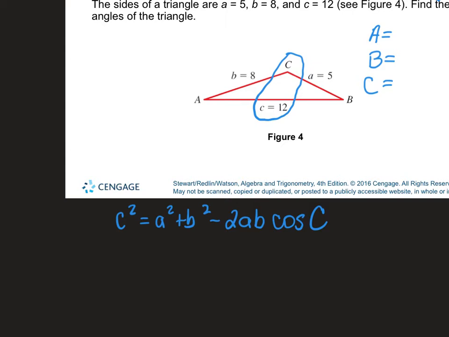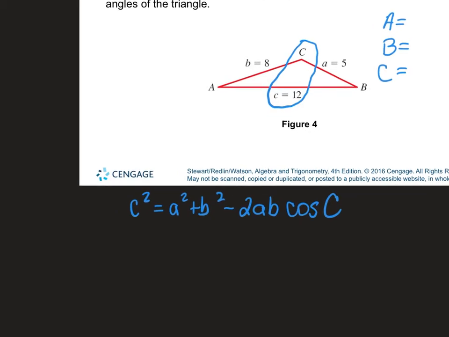So what's C? What am I putting in for C? 12. So I have 12 squared equals A is 8. No, just kidding. A is 5. A is 5 squared plus 8 squared. Would that have made a difference? No, but I don't want to confuse you. Minus 2 times A is 5, B is 8, times the cosine of C.